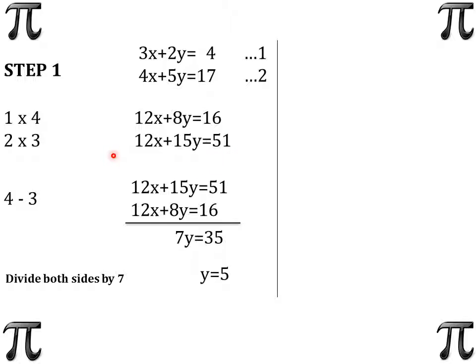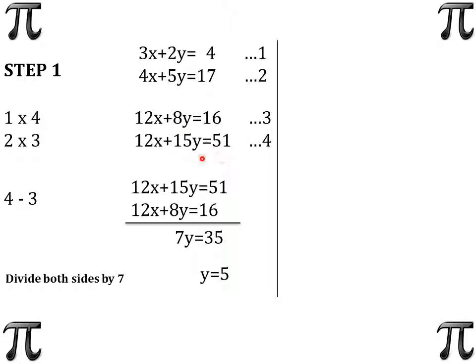Now, what we've got here is the same coefficient for x: 12x plus 8y equals 16, and 12x plus 15y equals 51. You can either continue to label them as 1 and 2, but I think labeling them as 3 and 4 makes life much easier. Now you want to eliminate x, so you could just take this equation away from this equation, but you will be left with a negative, and although you'll still get the same answer, it takes up more time.